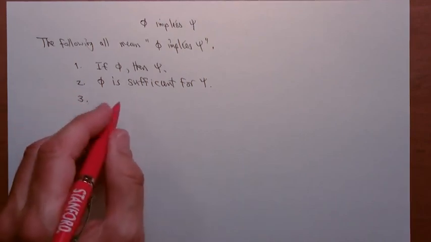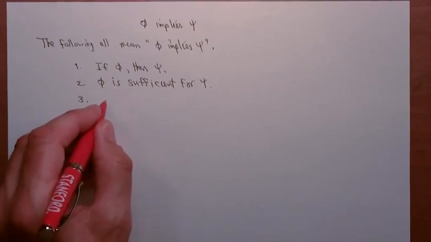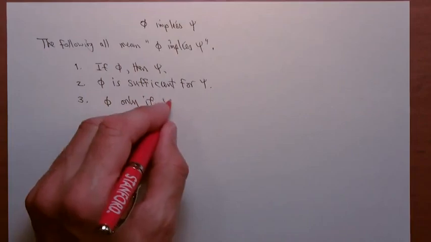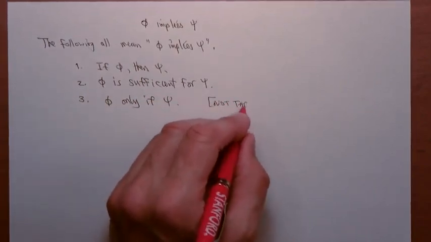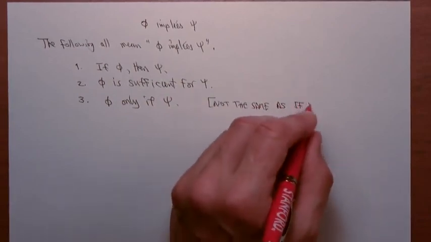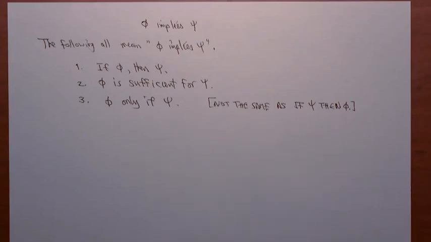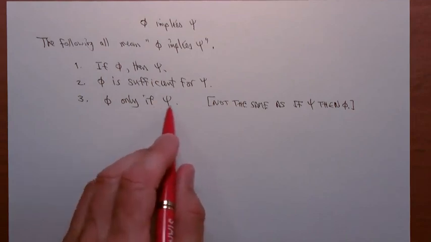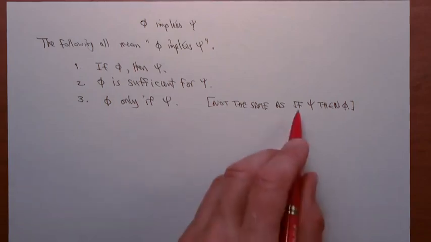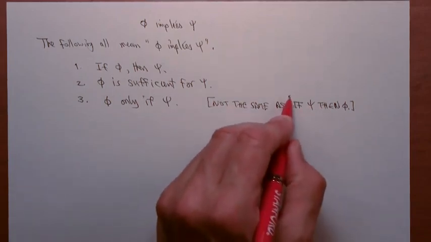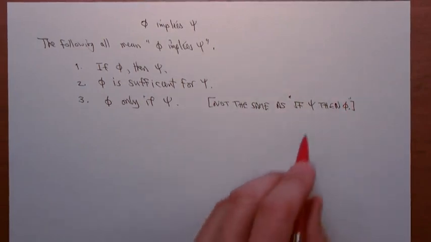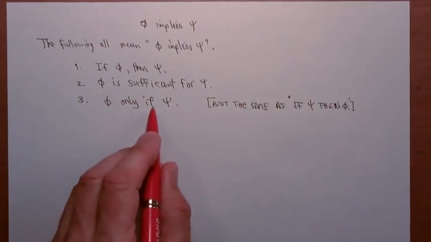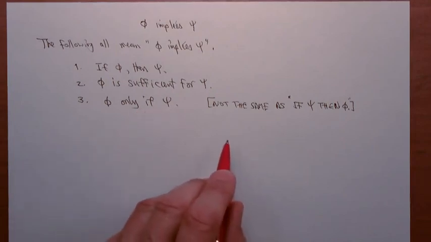This one causes people a lot of problems at first. Phi only if psi. That's not the same as if psi then phi. The reason I'm emphasizing that is that the if here goes with the psi, just as it does here. Let's put quotes on that one. The if goes with the psi, the if goes with the psi. But when it's expressed this way with an only if, it flips round the order of the implication.